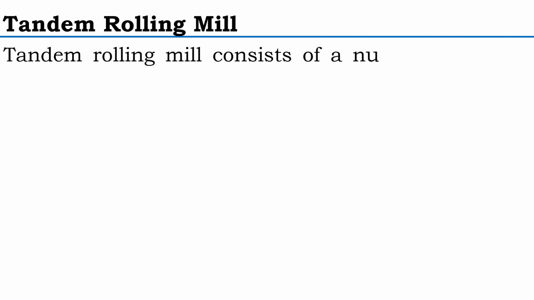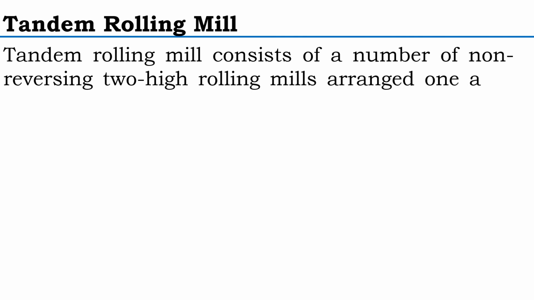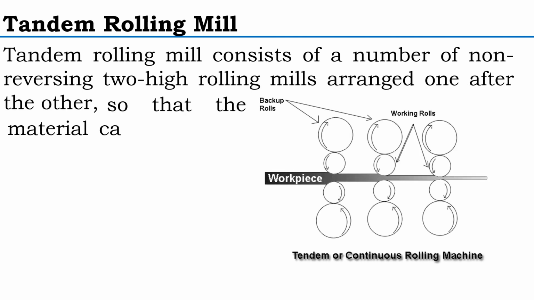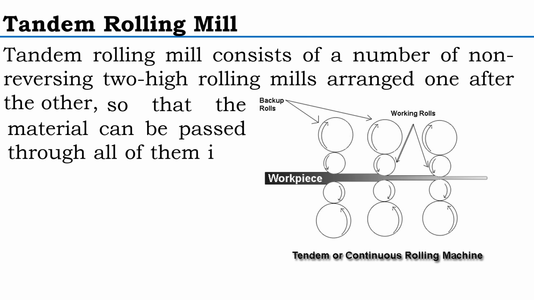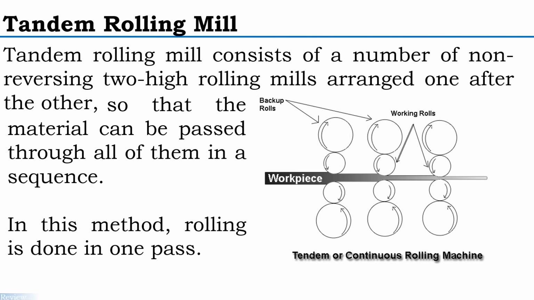Tandem rolling mill. Tandem rolling mill consists of a number of non-reversing 2-high rolling mills arranged one after the other, so that the material can be passed through all of them in a sequence. In this method, rolling is done in one pass.